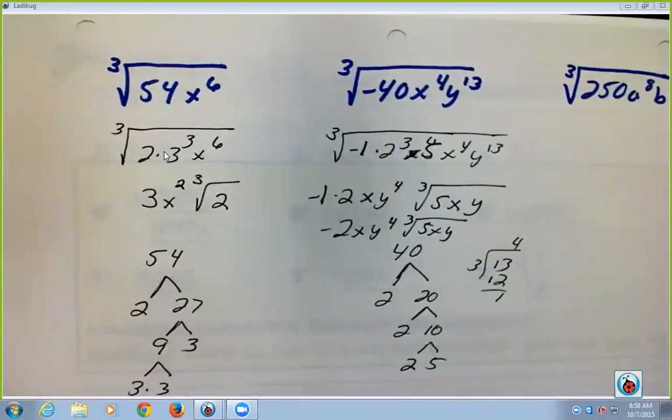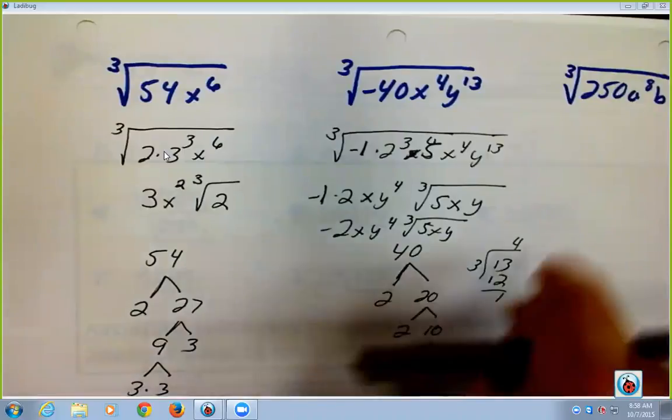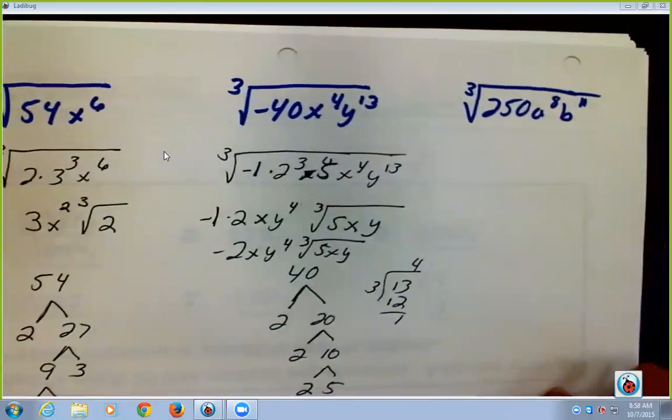Okay, that makes sense? What do you guys think? Yes? No? Hopefully. What happens with the last one? See what you can do with it.